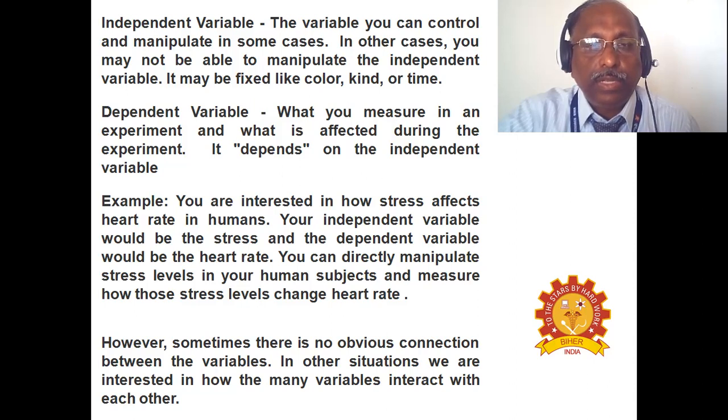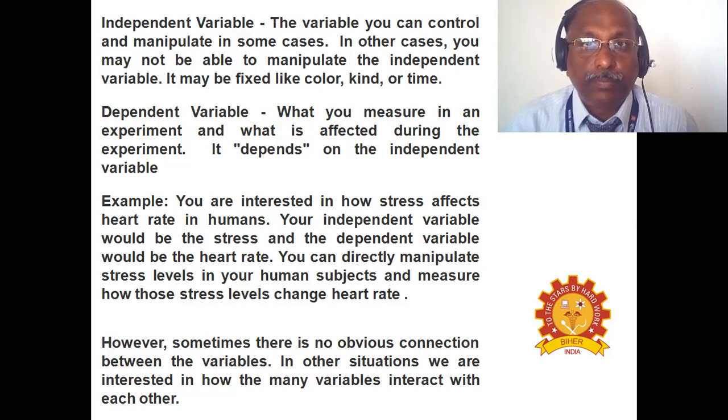Example: you are interested in how stress affects heart rate in humans. Your independent variable would be the stress, and the dependent variable would be the heart rate. You can directly manipulate stress levels in your human subjects and measure how these stress levels change heart rate. It's an example given for the dependent and independent variable. However, sometimes there is no obvious connection between the variables. In other situations, we are interested in how many variables interact with each other.